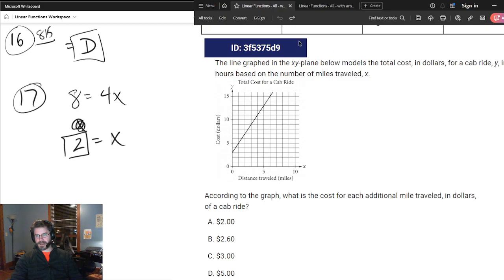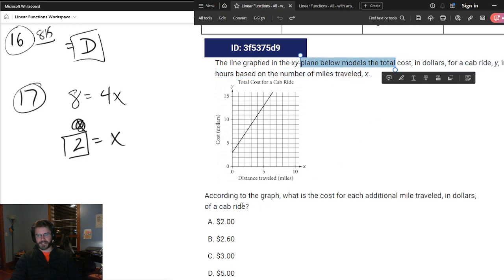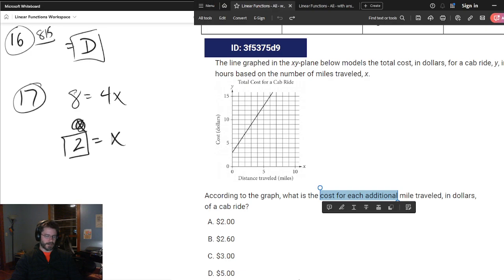This information up top is often skippable. If I'm doing this for real under a timed condition, I almost always skip this and go straight to the end, read the question. According to the graph, what is the cost of each additional mile traveled? We should understand that that means the slope. For each additional mile, when x increases by 1, what is the effect on the cost, the y?